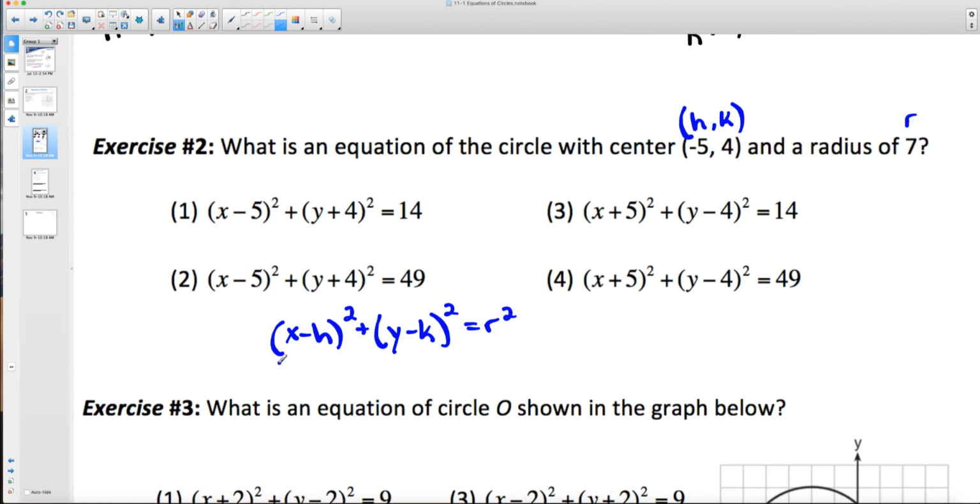So if we're substituting everything in, x minus, okay, h is -5, so x minus a -5. X minus a -5 is really x plus 5 squared plus y minus 4 squared equals the radius squared, so 7 squared, but we know 7 squared is just 49. So we can eliminate 1 and 3. Choice 4.